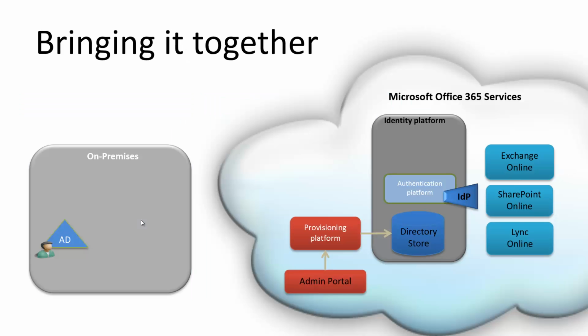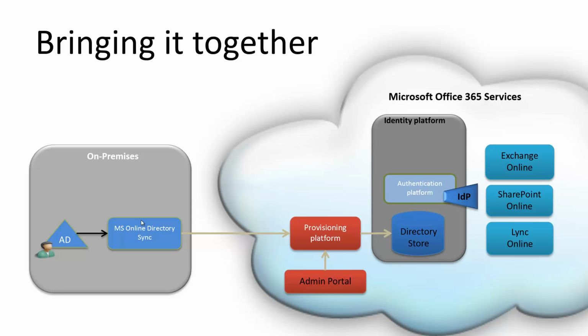So if we bring that all together, things look a little bit like this. On the left side, you'll see the on-premises environment, whereas on the right side, we've got the Office 365 service infrastructure. And using online directory sync, we're syncing objects from our on-premises environment into the identity platform in Office 365. And the directory store in Office 365 is also connected to the stores used for Exchange Online, SharePoint Online, Lync Online, and so on. So once the objects are there, they're known.